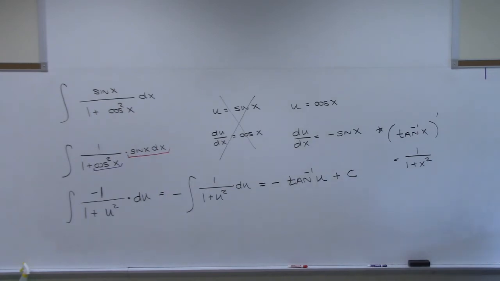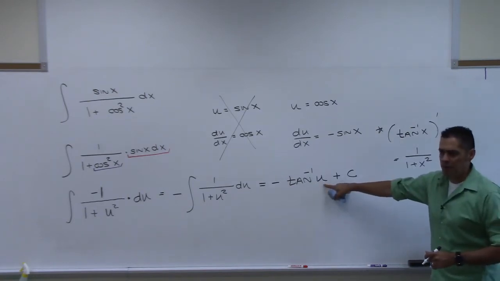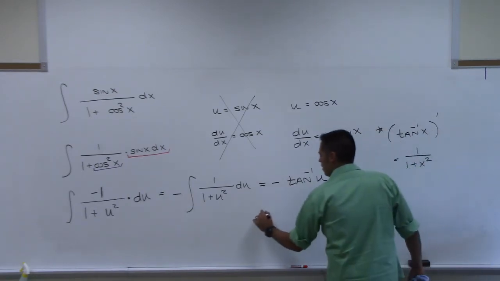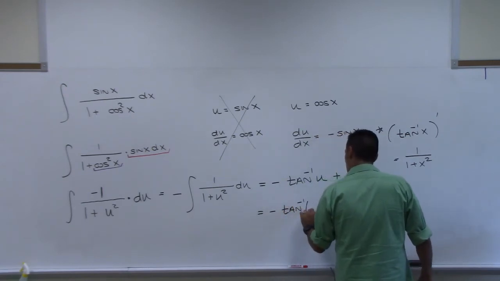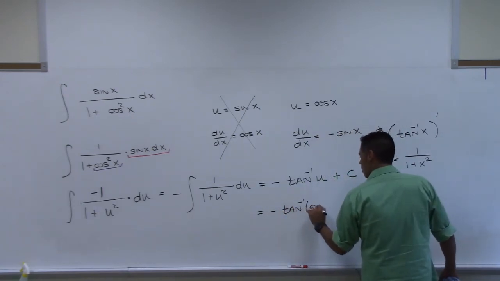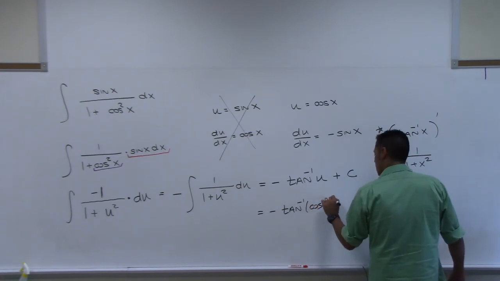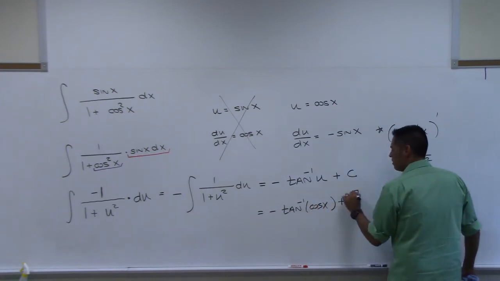We done? Is that done? Box it up and done? What do I have to do? I got to replace u with what u is, all right? So this is negative arctangent of, what was u? Cosine of x, and then plus c. There it is.